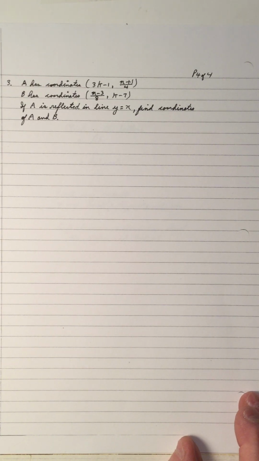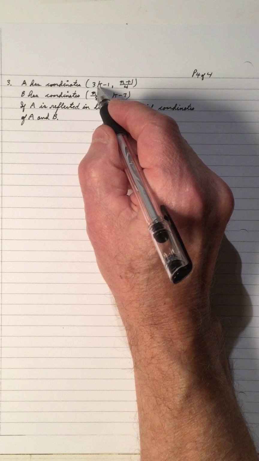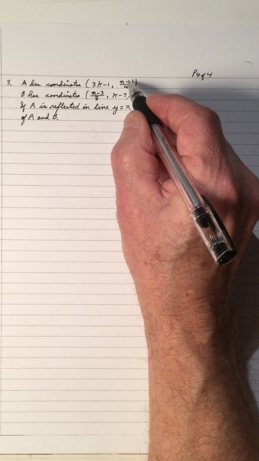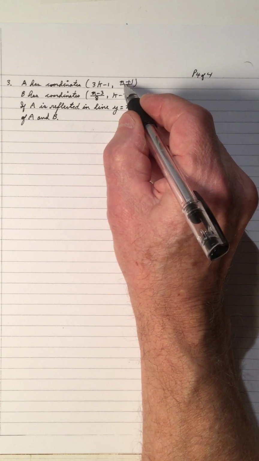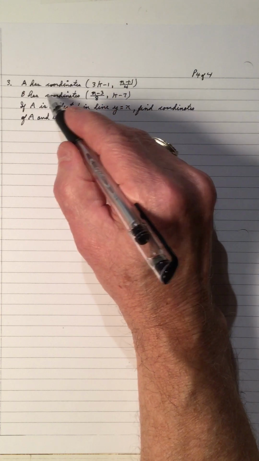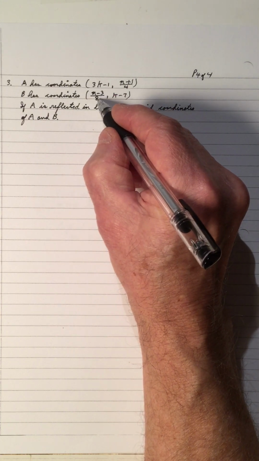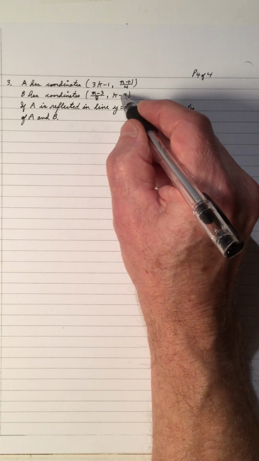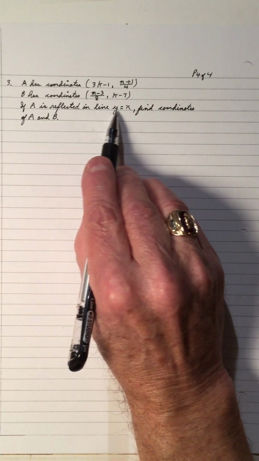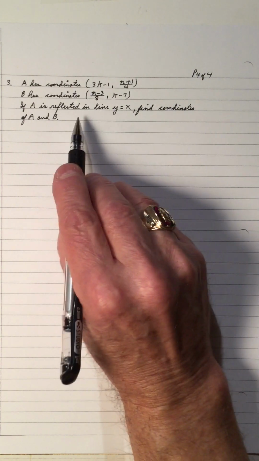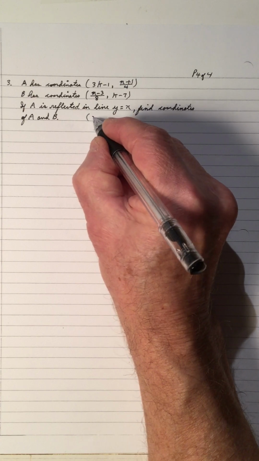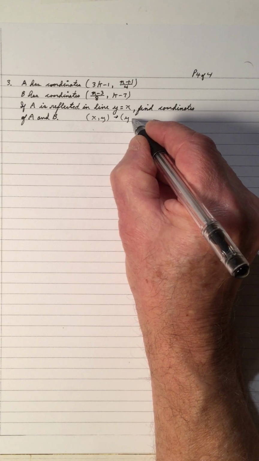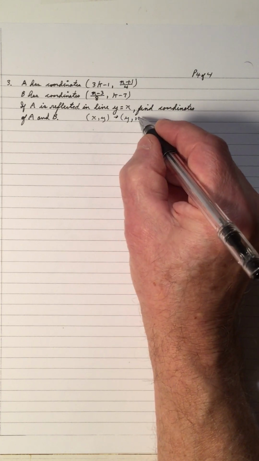Here's a little different question. A has the coordinates negative 3k minus 1 and n plus 1 divided by 4. So this is the x and this is the y. Point B is n minus 3 over 8, and k minus 7. So this is the x and the y. If A is reflected in the line y equals x, find the coordinates of A and B. So that means that x is equal to y because they're reflected in this line. So x is y and y is x.